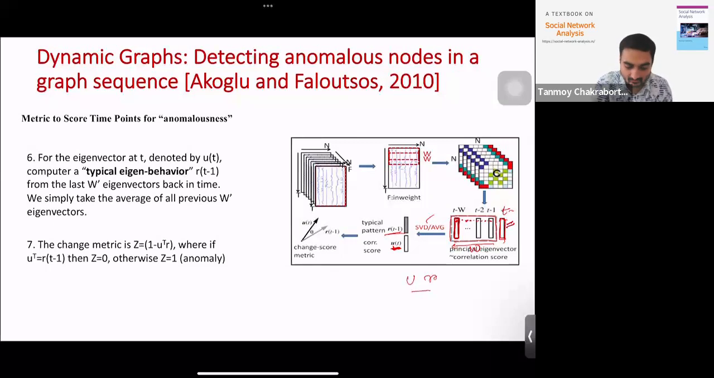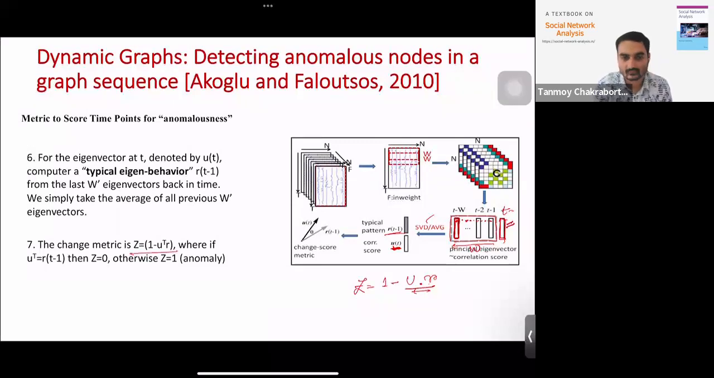Now you need to see the similarity or dissimilarity between these two. And this is very simple. These are two vectors, not matrices, so you just take the dot product. You can use cosine similarity, anything. You can simply take the dot product, and this will give the similarity. 1 minus this will give you the dissimilarity, and this is captured in Z.